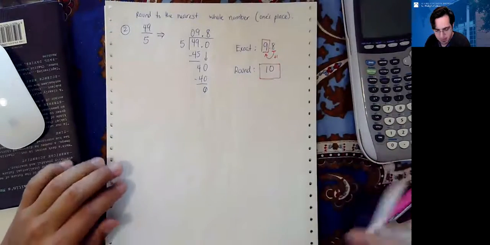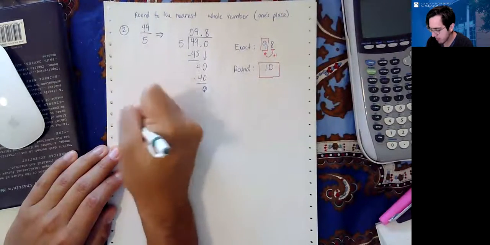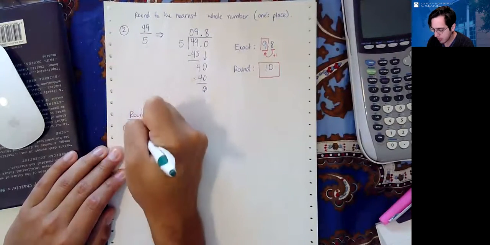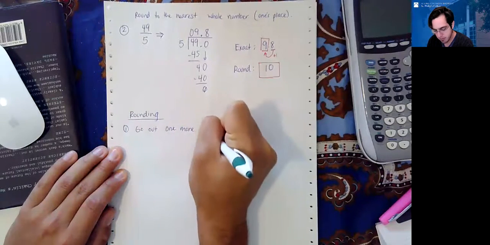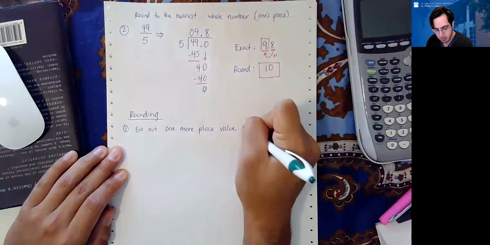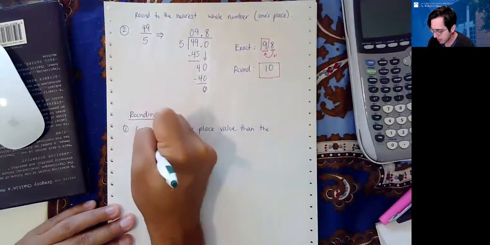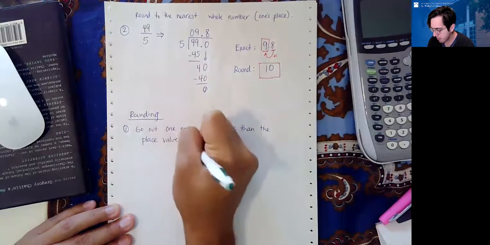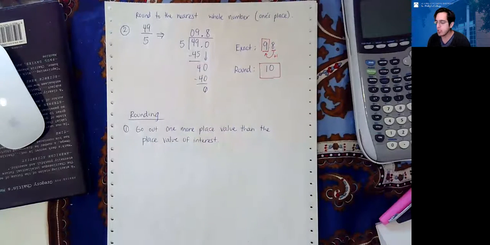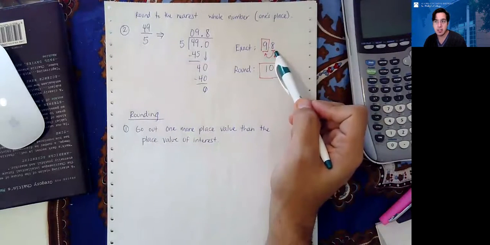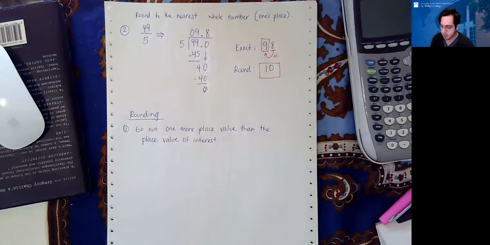So for rounding in general, just to leave you guys with a final note on rounding, your steps are that you want to go out one more place value further than the place value of interest. That is, you go one more out to the right. If they tell you the ones place, you'll look at the tenths place also. If they tell you the tenths place, you'll look at the hundredths place also, and so on. Okay.